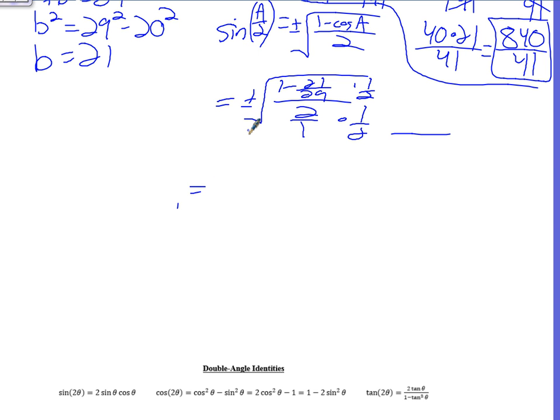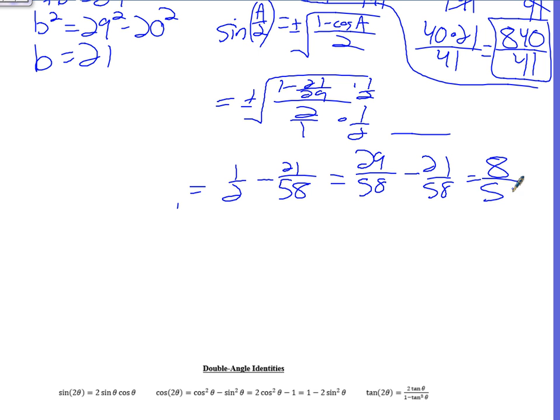And this angle has to be positive because we know it's acute. So that's going to be 1/2 minus 21 over 58. So let's see. If we wanted to simplify this, that would be 29 over 58 minus 21 over 58, which would be 8 over 58. Let's see if we can keep simplifying. 4 over 29. That's probably as simple as it's going to get right there. So that's not too bad. I understand it's a lot of simplifying, but if you can get to here, you're basically done.